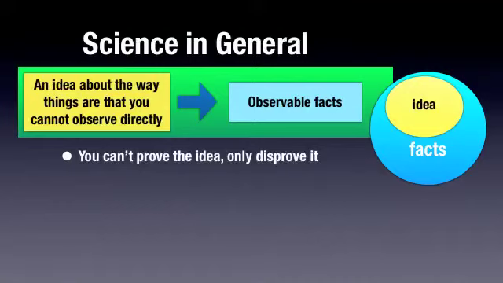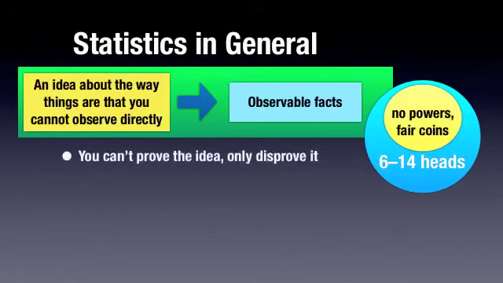Okay, let's apply what we just saw in science to the statistical situation. And here we are with Aunt Belinda with her 6 to 14 heads and the idea that she must either have powers or the coins are not fair. And this idea of the powers is the thing which we cannot observe directly. We can't open up Aunt Belinda and see that, but we could disprove that.